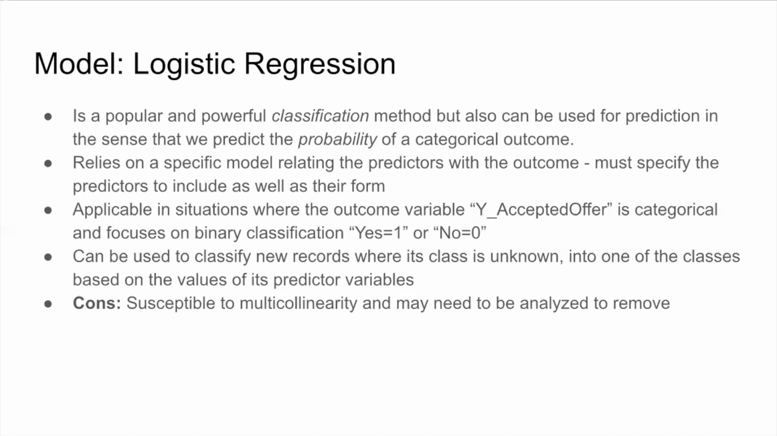So we had to model the Y accepted offer into one of the classes based on the values of the predictor variables from our previous customer data. One of the cons for logistic regression is that it's susceptible to multicollinearity, and we may need to analyze to remove that. Multicollinearity is assessed by computing a score called the variance inflation factor, which measures how much the variance of a regression coefficient is inflated. The smallest possible value of variance inflation factor is 1, without multicollinearity.